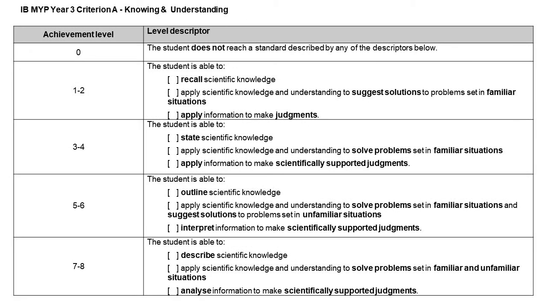Now we come to a standardized rubric that the IB Middle Years Programme uses in science. For middle school students, they have two levels of rubrics. This is meant for class seven and eight students, okay? Now in science, they have four different assessment criteria. I'm just focusing on one, and that's what's called knowing and understanding. That's one that we're all familiar with because that relates to content.